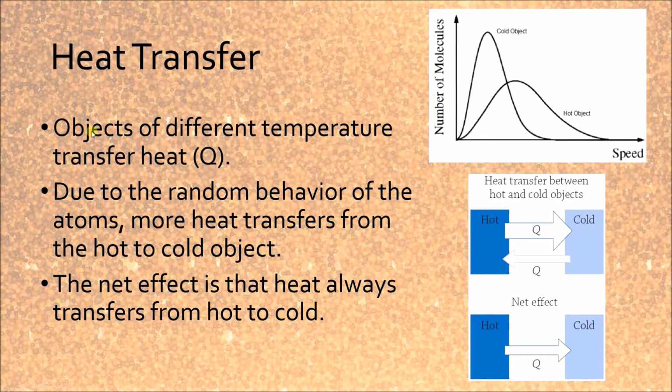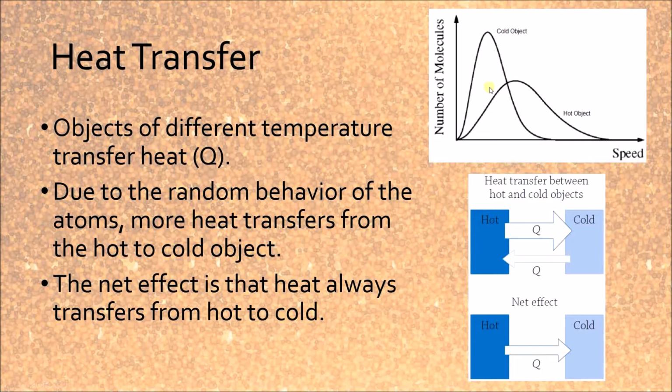Heat transfer. Objects that have a different temperature will transfer heat. So I have a cold object down here. Notice all the atom speeds are crunched down here in the lower speed area, and in a hot object, the atoms are spread out farther this way. Now, due to this random behavior, we end up with more atoms moving faster in the hot object than in the cold object. So when we put these in thermal contact, heat will naturally transfer from the hot object to the cold object.